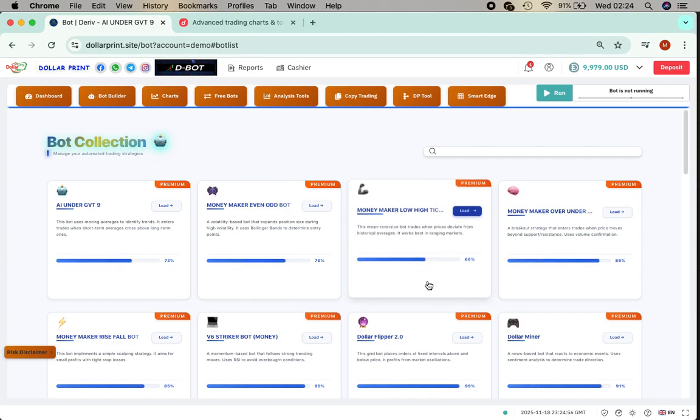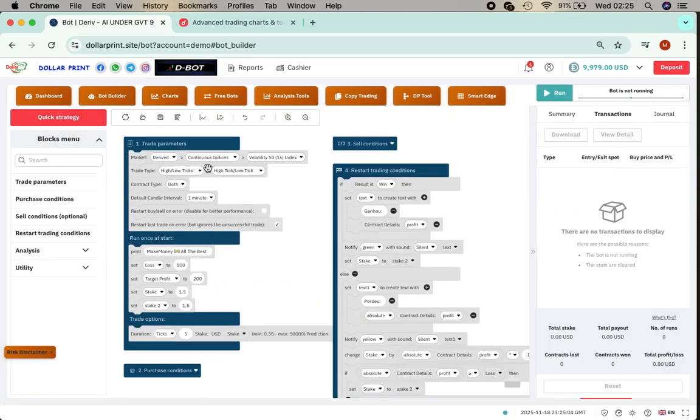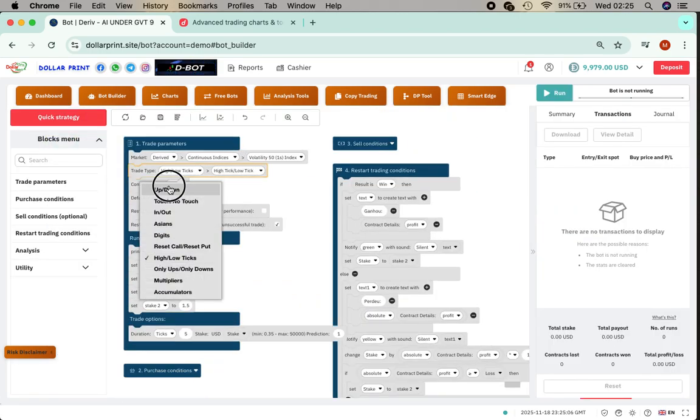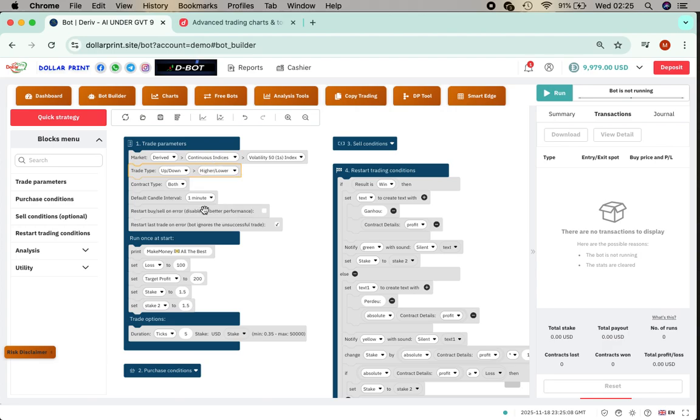So the first thing you need to do is to load the bot, of which I'll be using this money maker low and high tick bot. So after loading it, set it to up and down, and ensure it is on higher and lower.